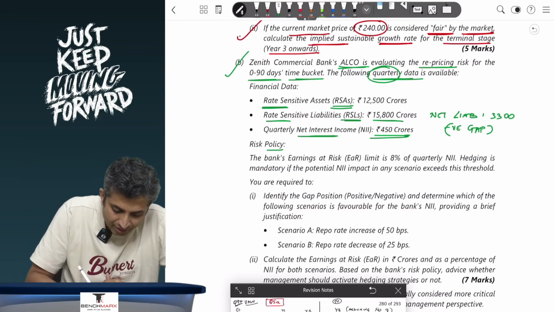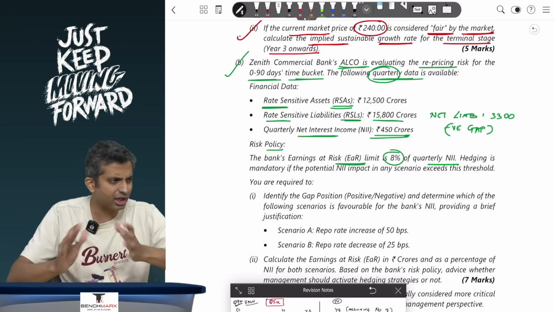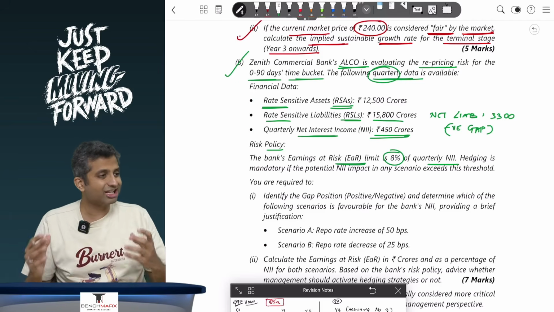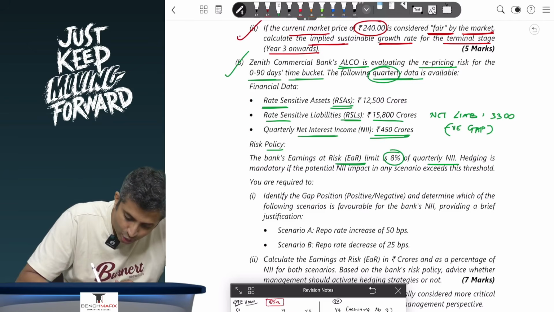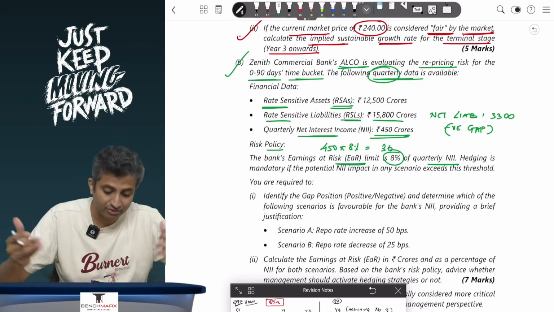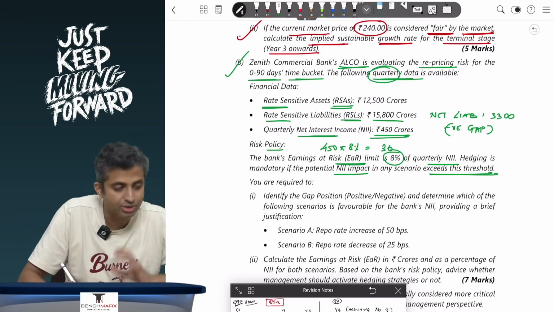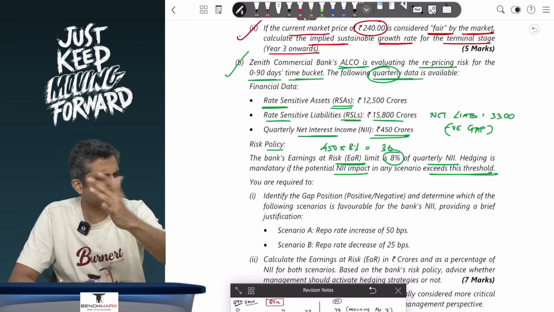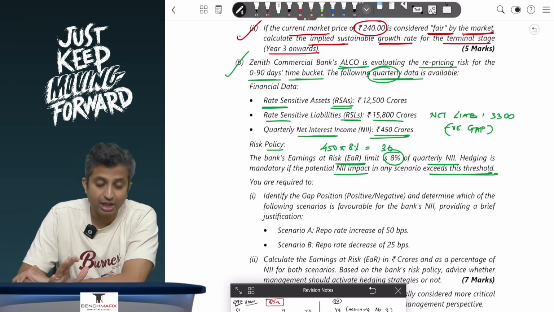Now, what is the risk policy? The bank's earning at risk limit is 8% of the quarterly net interest income. So you are worried that if there is a volatility of more than 8%, so this is 450 crores into 8%, that is 36 crores. You can do the working even directly. So this is 450 into 8%, that is equal to 36 crores. So if the volatility is more than 36 crores, then what? Then hedging is mandatory if the potential NII impact in any scenario exceeds this threshold. So if your impact on the NII, whether positive or negative, is exceeding 36 crores, that is 8% over here, then hedging is a must.